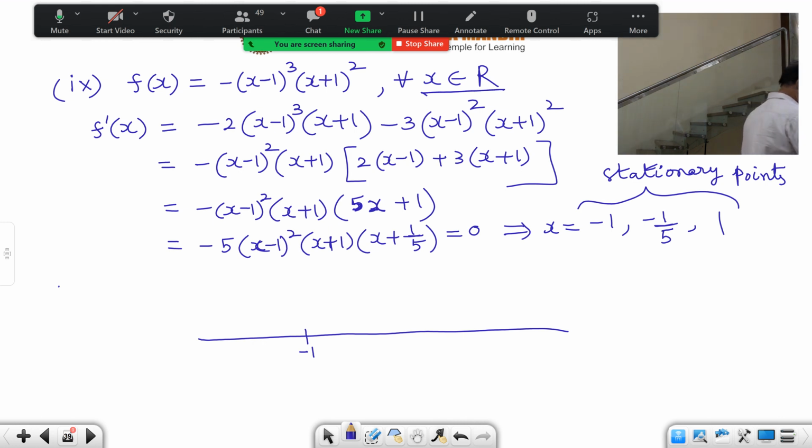Minus 1, then minus 1 by 5, and then 1. All of you follow carefully. Here there is some point to be mentioned. This diagram is the sign of f dash x.